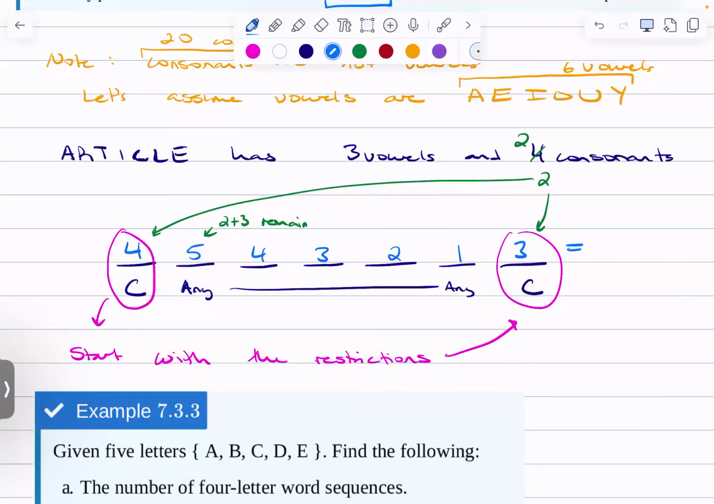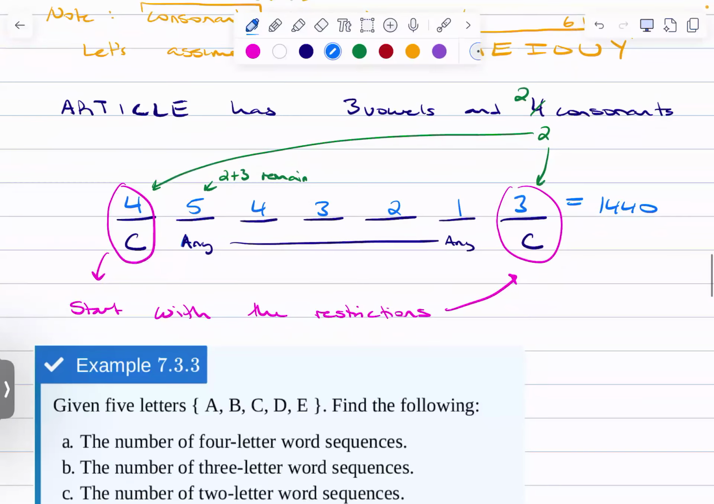Let's do 4 times 5 times 4 times 3 times 2 times 1 times 3. 1,440 arrangements ending in a consonant and beginning with a consonant. Still a lot.